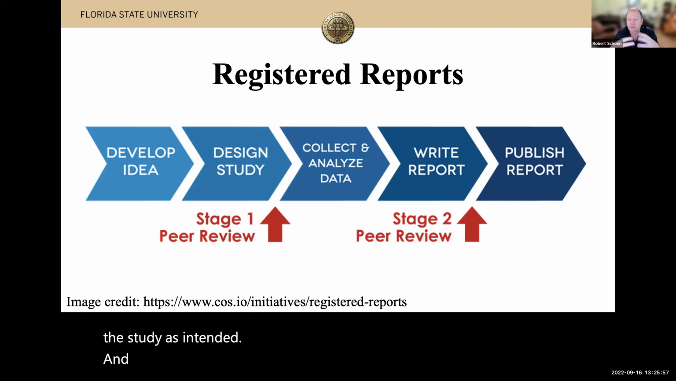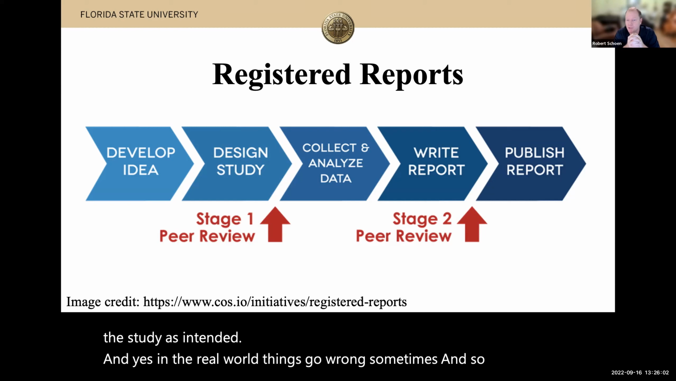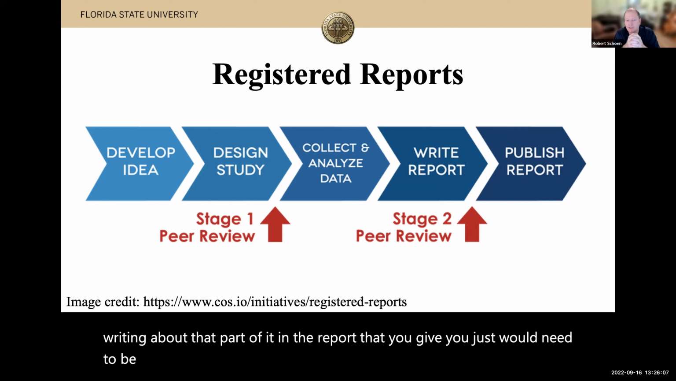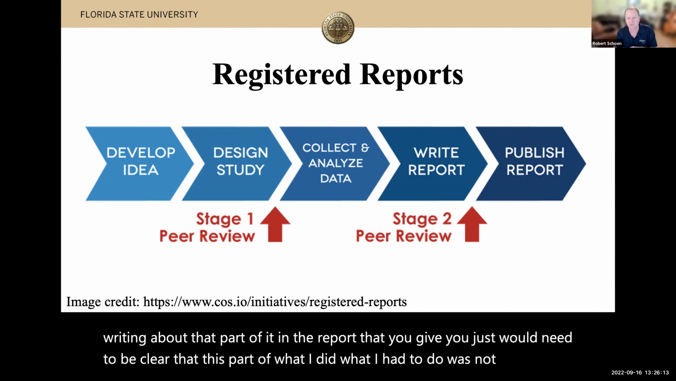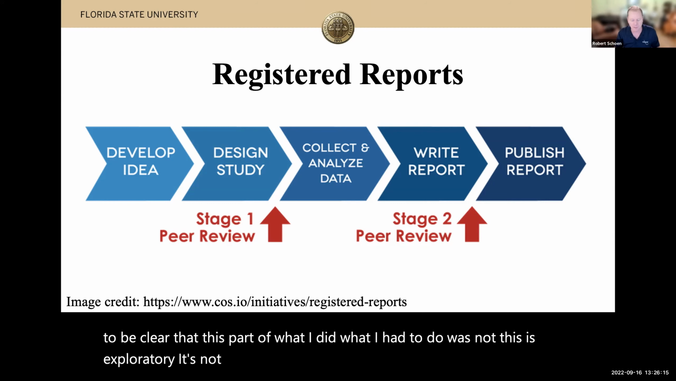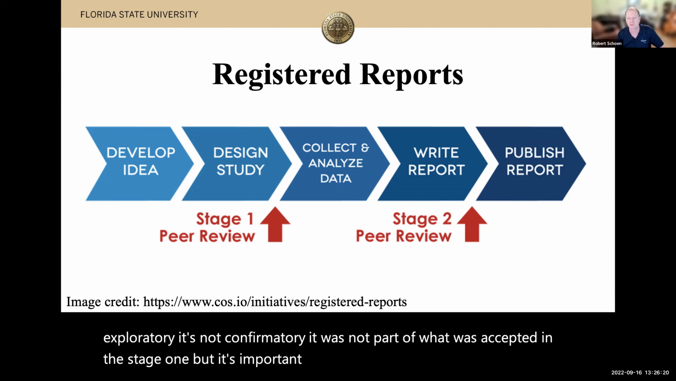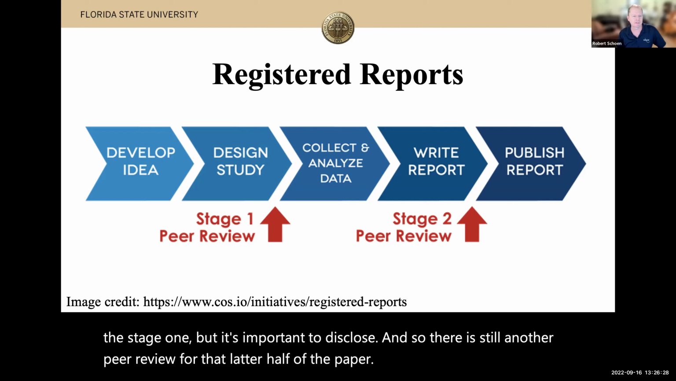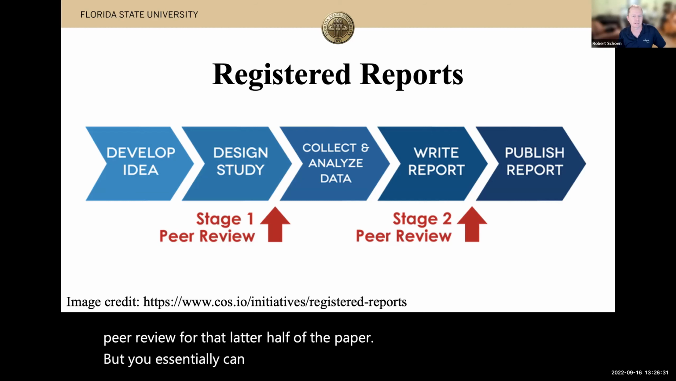And yes, in the real world, things go wrong sometimes. And so when you're writing about that part of it in the report that you give, you just would need to be clear that this part of what I had to do is exploratory, it's not confirmatory, it was not part of what was accepted in stage 1, but it's important to disclose. And so there is still another peer review for that latter half of the paper. But you essentially can have an accepted publication after stage 1.